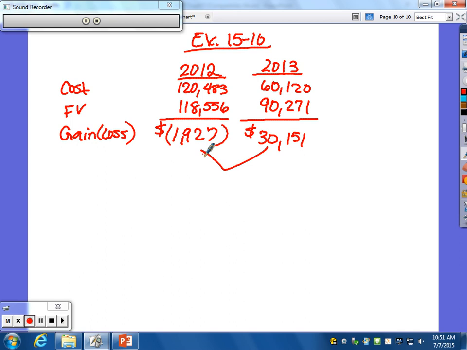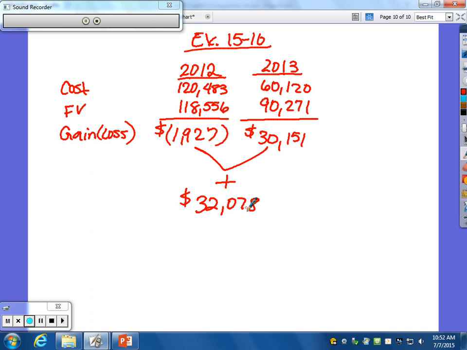We add them. Why? Because it said they want to reflect any fair value adjustment. You put both together because they want the total fair value. Total means add, right? So 30,151 plus the negative 1,927 is how much? Add it or subtract it? Add it. We said that. Total means add. How much is it? $32,078.